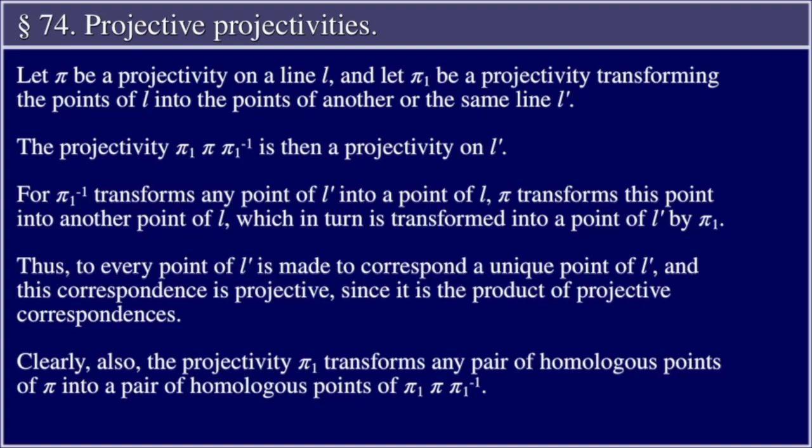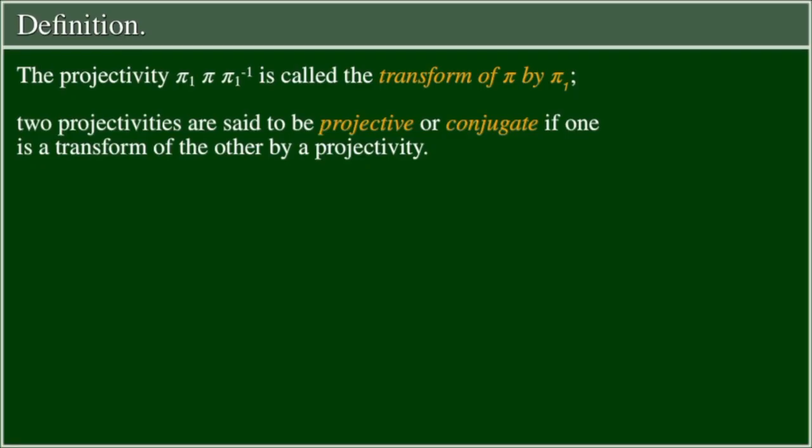Thus, to every point of L' is made to correspond a unique point of L', and this correspondence is projective, since it is the product of projective correspondences. Clearly, also, the projectivity π1 transforms any pair of homologous points of π into a pair of homologous points of π1 π π1 inverse. Definition: the projectivity π1 π π1 inverse is called the transform of π by π1.